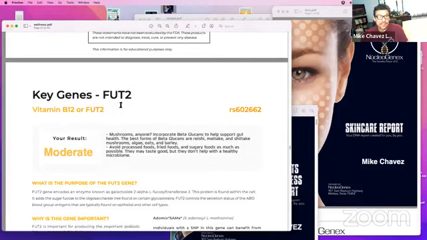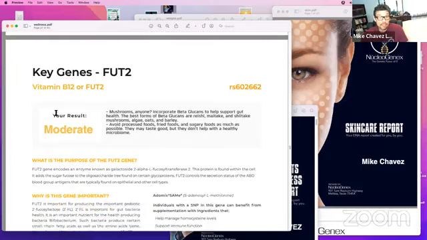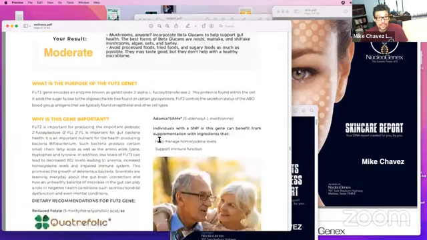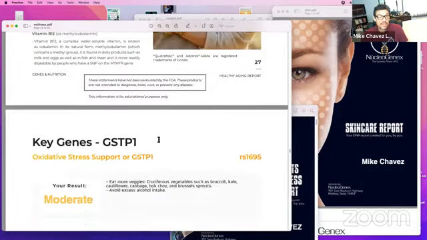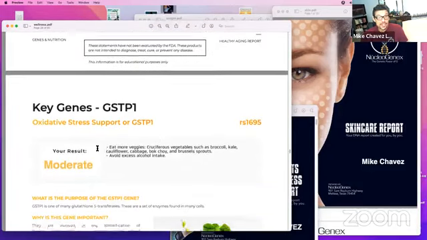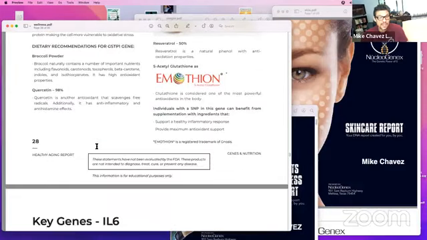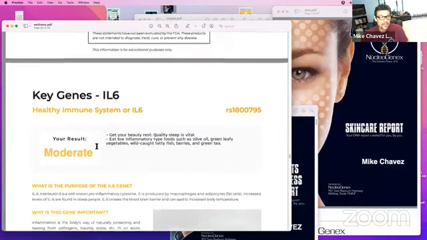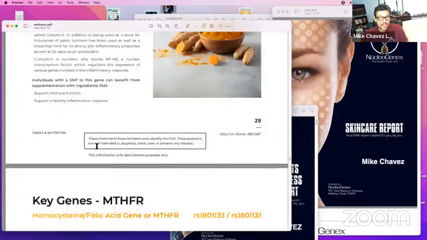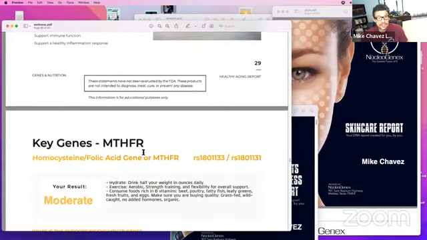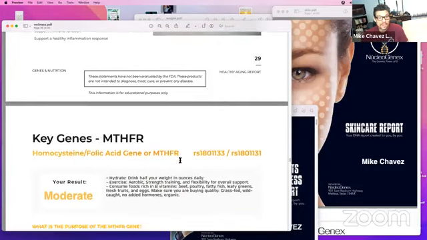And here's the FUT2 gene, vitamin B12, super important. Again, it's moderate, so I got to check it out. We're getting some more lifestyle recommendations, more supplement recommendations. And I keep scrolling down again. So it just goes through all these different genes and breaks things down for you and gives you lifestyle recommendations, which is truly incredible. This is the MTHFR gene, super important.